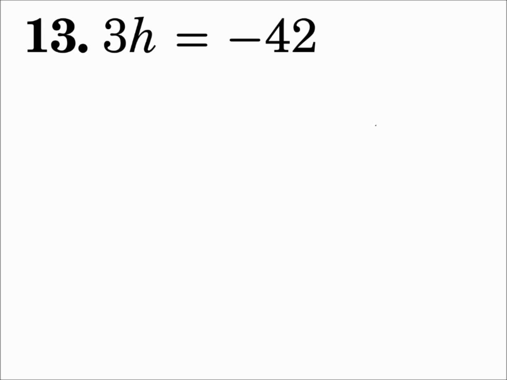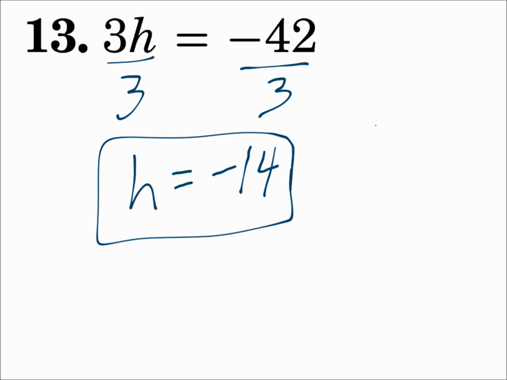3h equals negative 42. That's 3 times h. So do the opposite to move the 3 to the other side and get the variable by itself. The opposite of multiplying is divide. So divide both sides by 3. On the left, 3 divided by 3 is 1, and 1 times h is just h. That's why the 3's cancel. And negative 42 divided by 3 is negative 14. If it's the variable times the number, then divide both sides by that number to get the variable by itself.